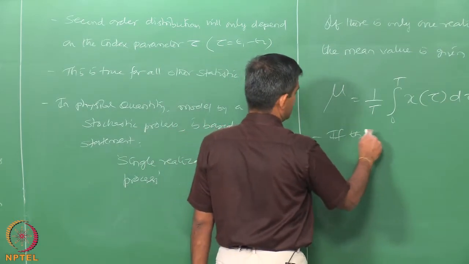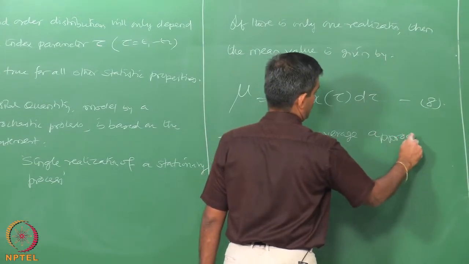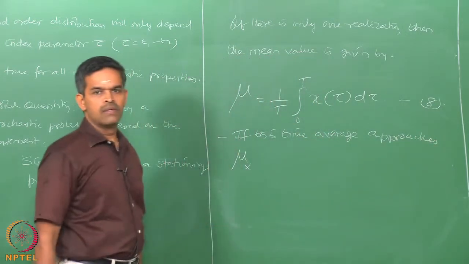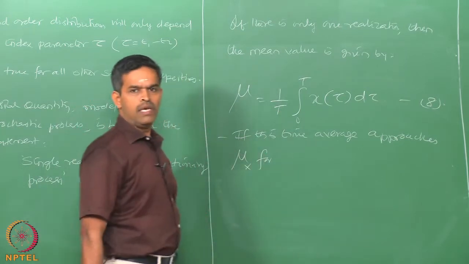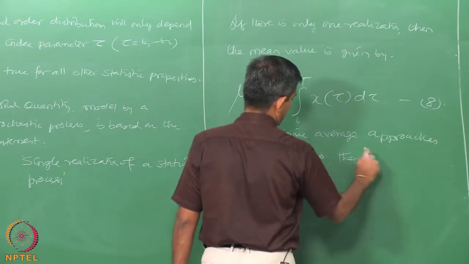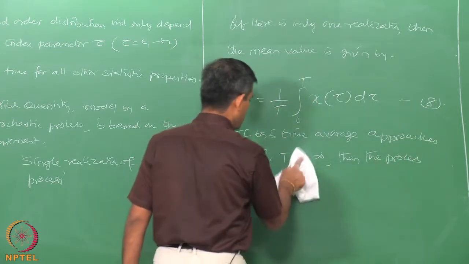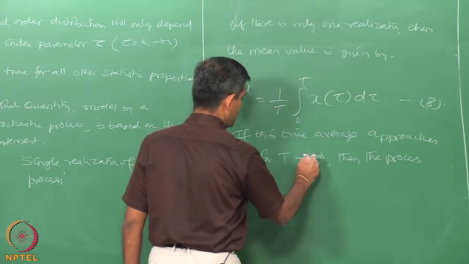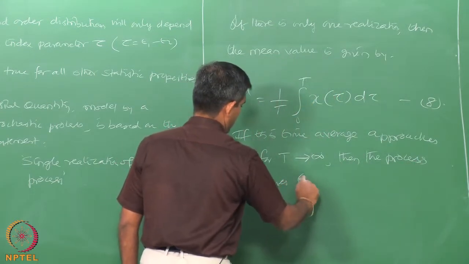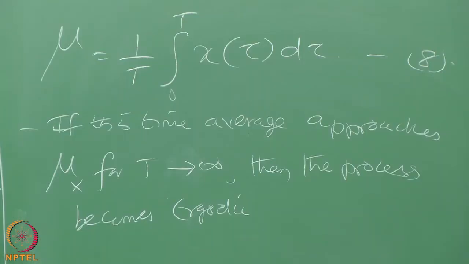So, if this time average approaches a constant mu x for t tending to infinity, then the process becomes ergodic in the mean value.